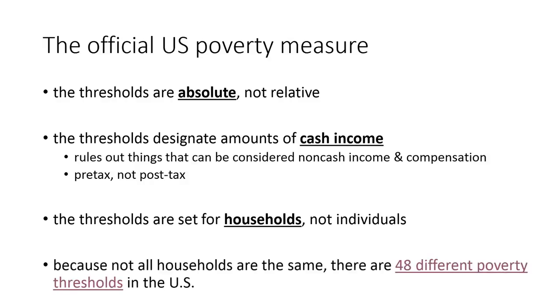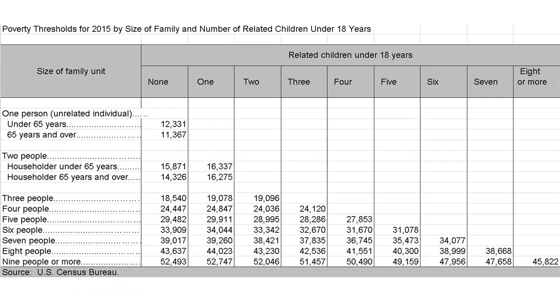But because not all households are the same, we do have 48 different poverty thresholds in the United States, and here they are. These are the most recent poverty thresholds, and as you can see, the size of the family unit matters. A one-person household is not going to have the same poverty threshold as a five-person household. The other thing that matters is the ages of the members of the household. For households with 1 and 2 people, it matters if there's a senior citizen in the home, if there's anyone over 65 in the home. But for households with 3 or more people, it only matters how many adults there are of any age, and how many children there are, how many people are under 18.